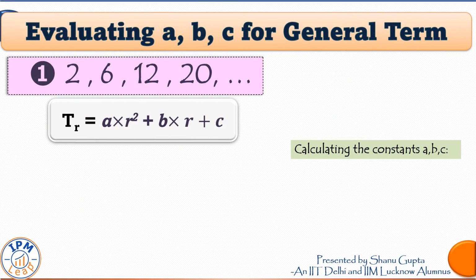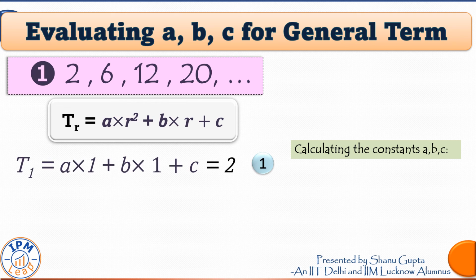Let's take the first sequence as example. A general term of this sequence can be assumed as T_R is equal to A R squared plus B R plus C. Now remember, this equation of general term holds for every term. So the first few terms, say the first, second and third terms, can be used to find the values of our constants A, B and C. T1, our first term is given as 2.